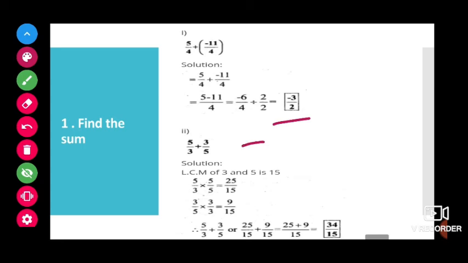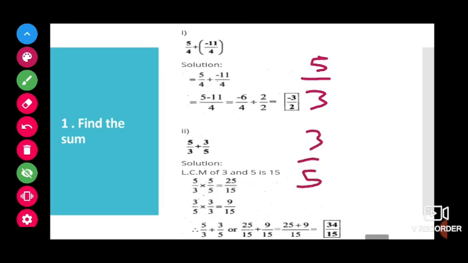Next one, 5 by 3 plus 3 by 5. But here we do not have a common denominator. If we do not have a common denominator, what do we have to do? First convert it into a common denominator by taking the LCM. 3 and 5, the LCM is 15.